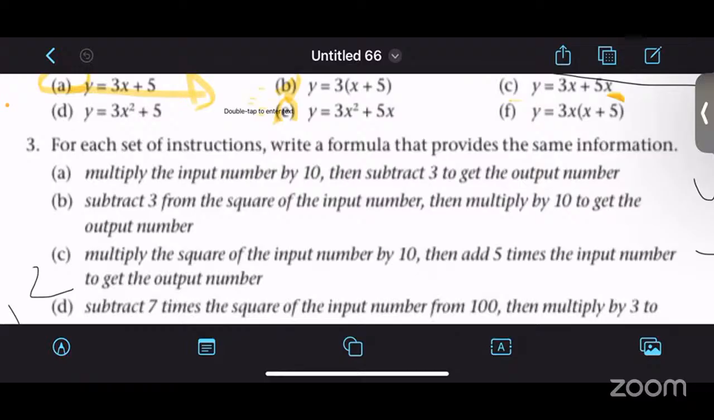Angelica, do you know how we're going to do this? How we're going to represent this? Number C, ma'am. Yes. Ma'am, first we're going to write x to the power of 2 minus 10.